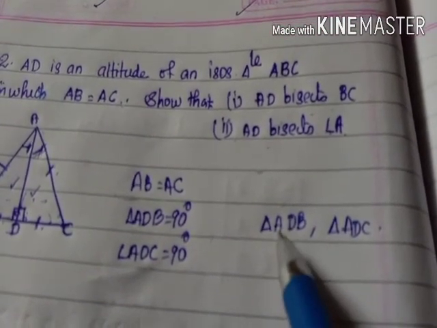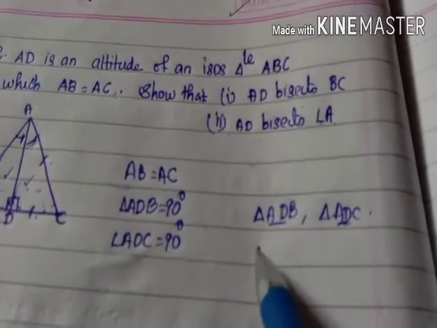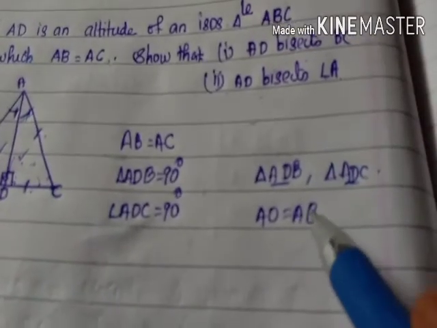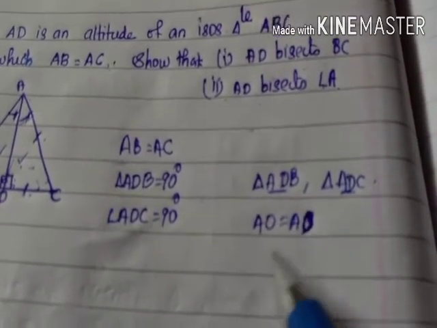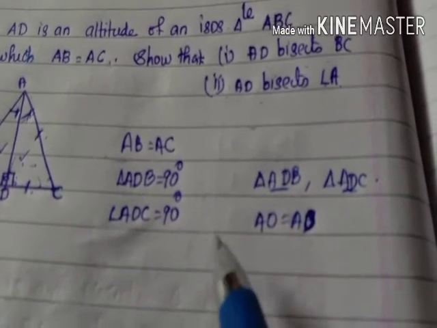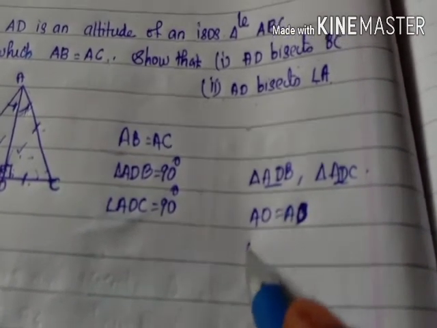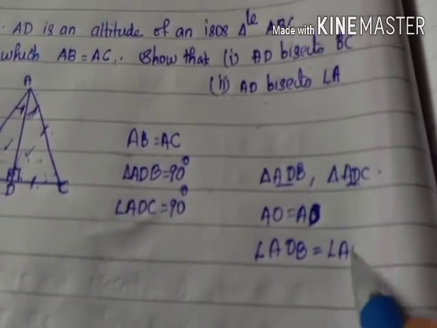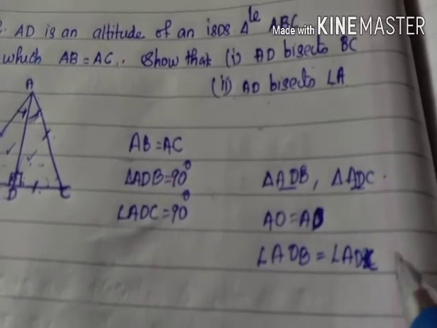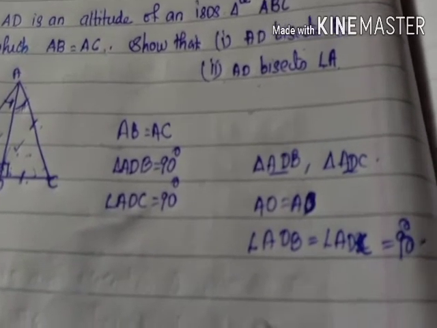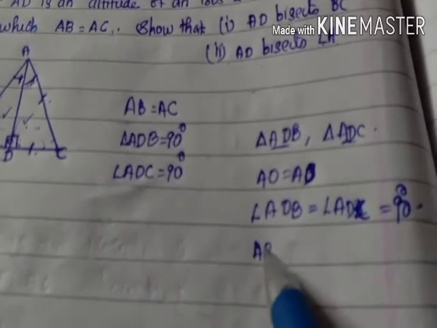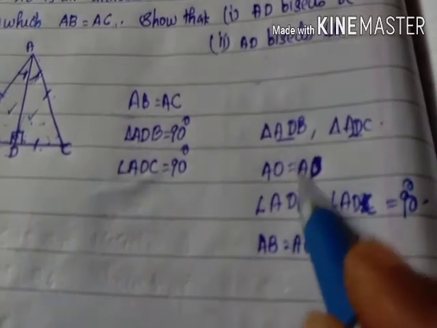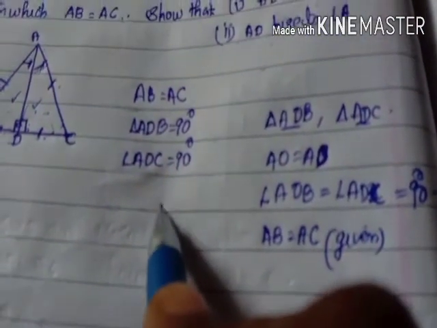So in these two triangles, listen, AD is common side. AD equal to AD. Now see the angle. Angle ADB equal to angle ADC. Both are equal to 90 degree. That is given. Now one more side is the AB and AC. Both are equal sides because of isosceles triangle. So we have two sides and one angle.